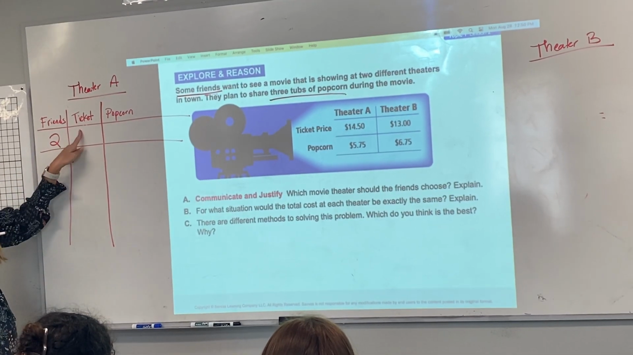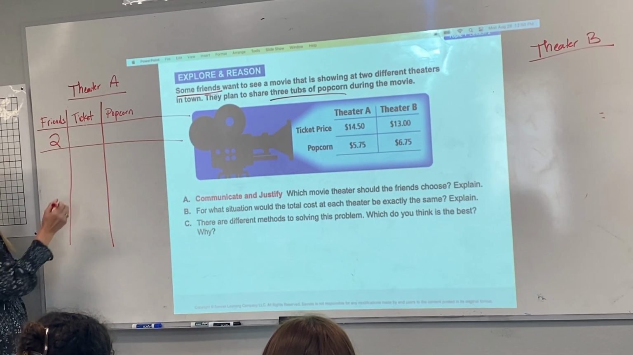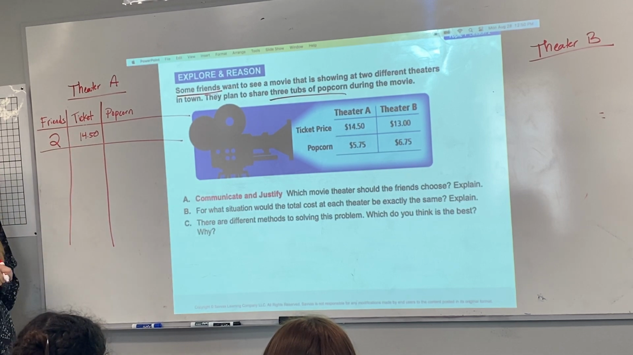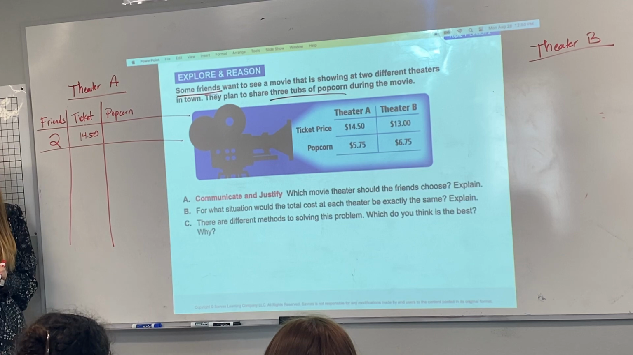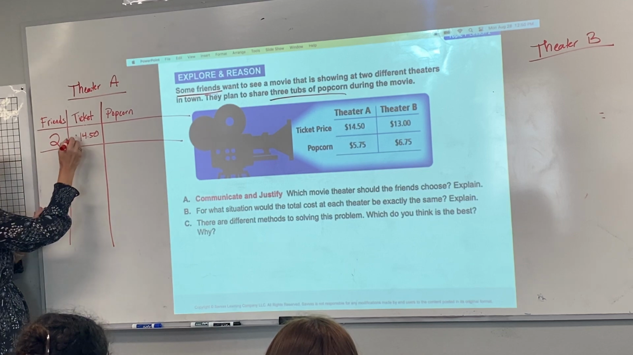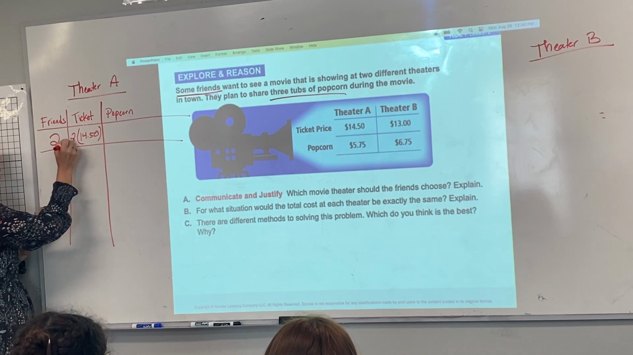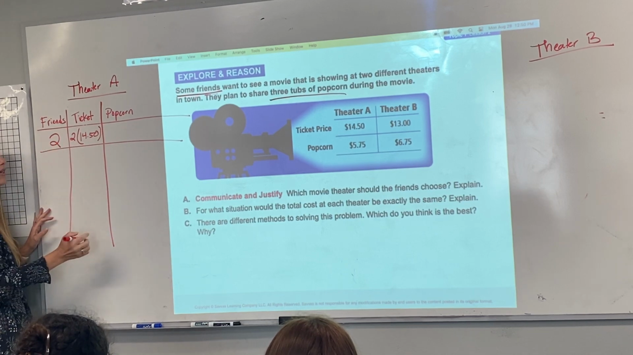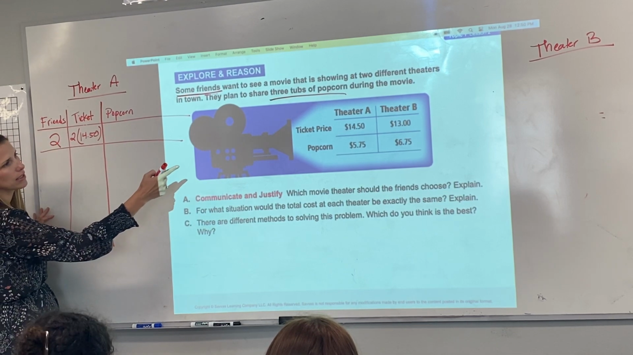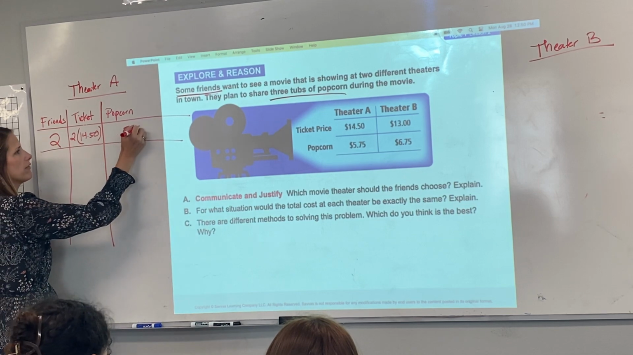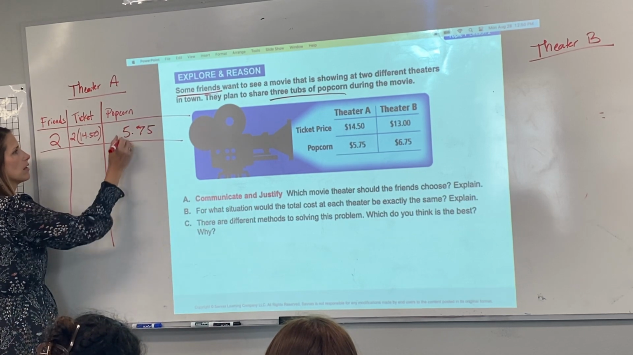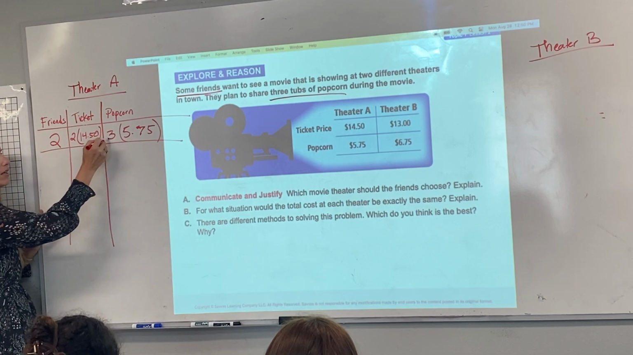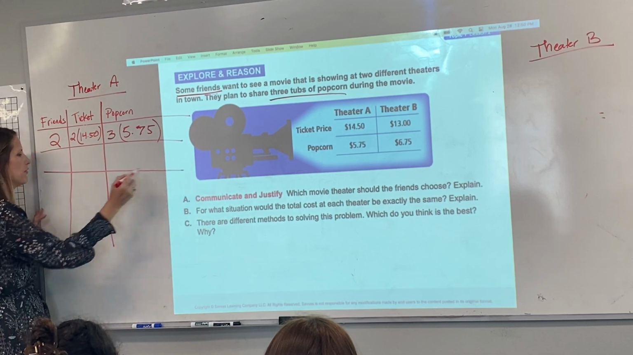The ticket price for theater A is $14.50. But are they going to spend $14.50 or are they going to spend more than that? How much more? 2 times more, right? Because you need 2 tickets if 2 friends are going. Now, the popcorn for theater A is $5.75. And how many tubs of popcorn are they getting? 3. We're going to continue this a few more times.